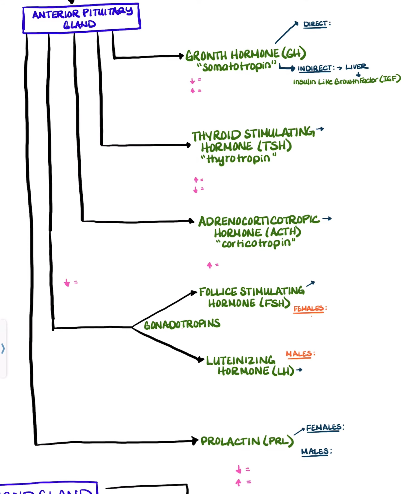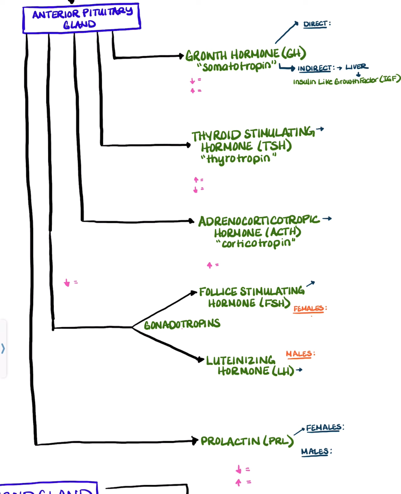Okay, so this little lecture is going to cover the second lobe of the pituitary gland, the anterior pituitary gland. It's going to release the most hormones that we're going to discuss coming from one gland. So the anterior pituitary gland releases the growth hormone, the thyroid stimulating hormone, adrenocorticotropic hormone, follicle stimulating hormone, and luteinizing hormone. The FSH and the LH are collectively referred to as gonadotropins, and then we also have prolactin release.